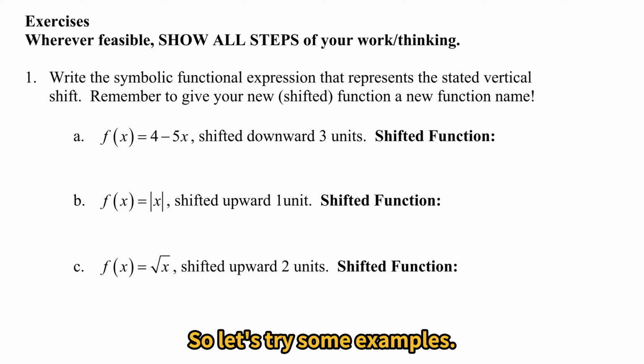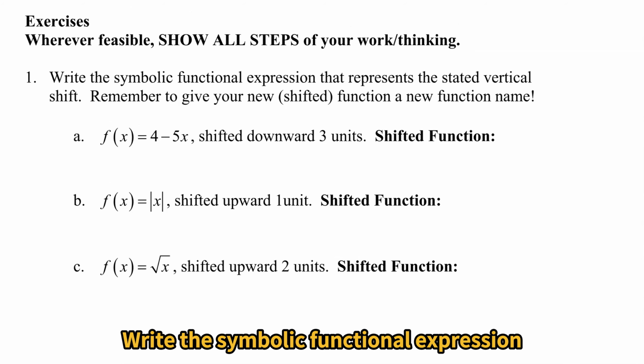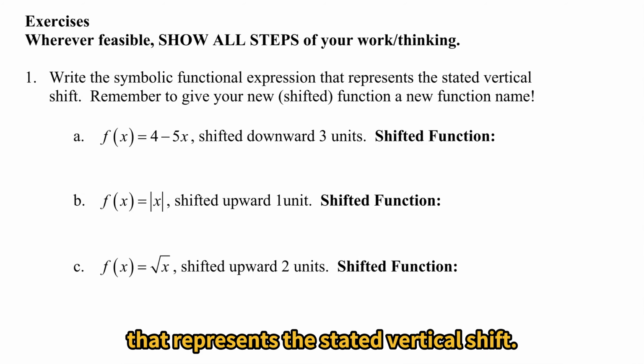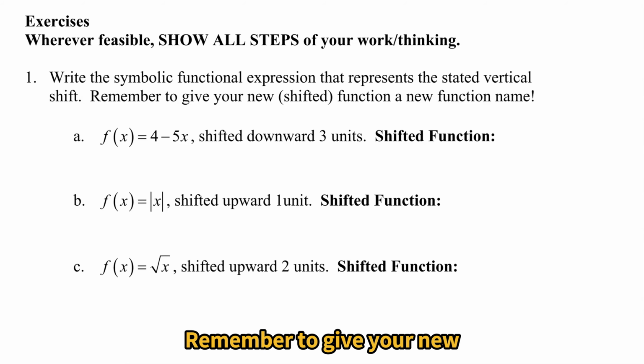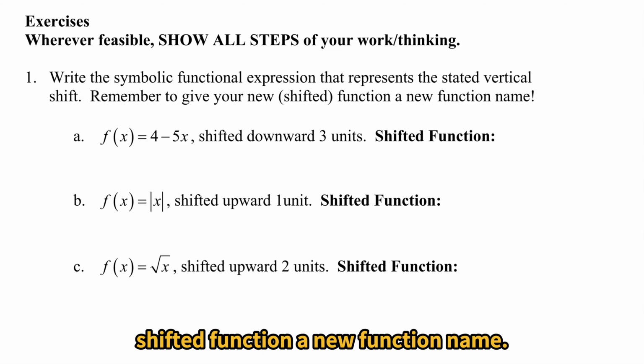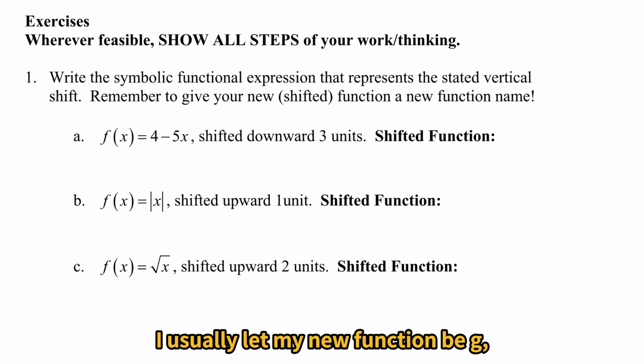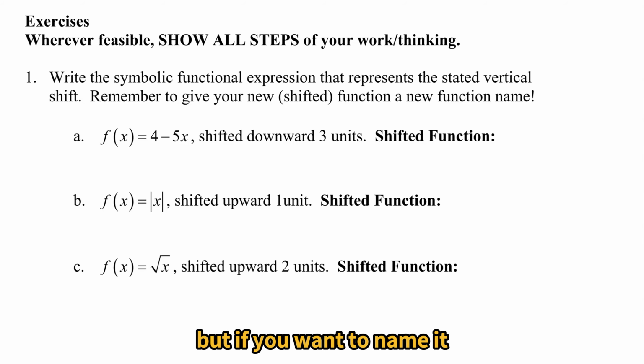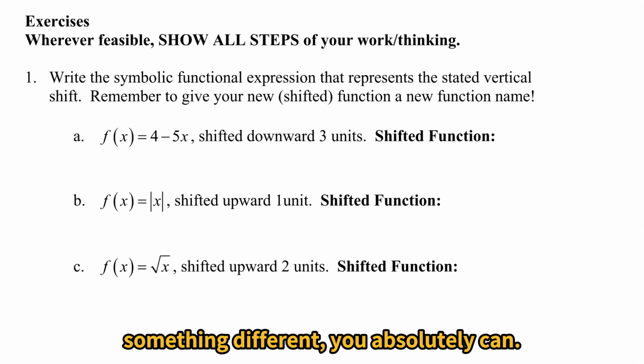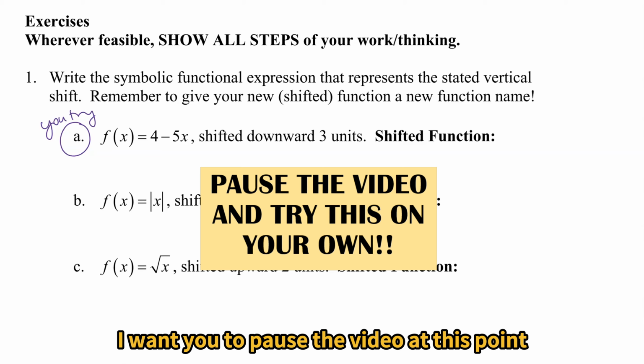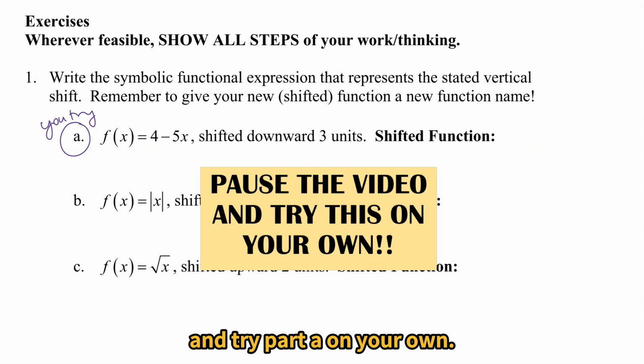So let's try some examples. Write the symbolic functional expression that represents the stated vertical shift. Remember to give your new shifted function a new function name. I usually let my new function be g, but if you want to name it something different, you absolutely can. I want you to pause the video at this point and try part A on your own, and when you resume, I'll have the answer.